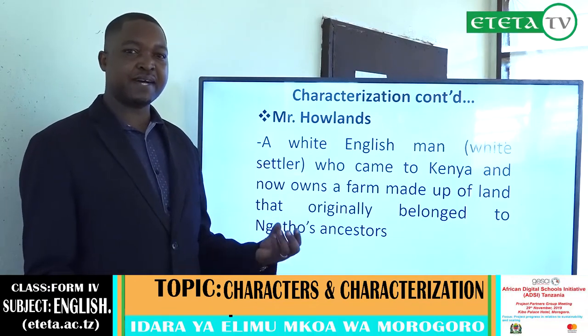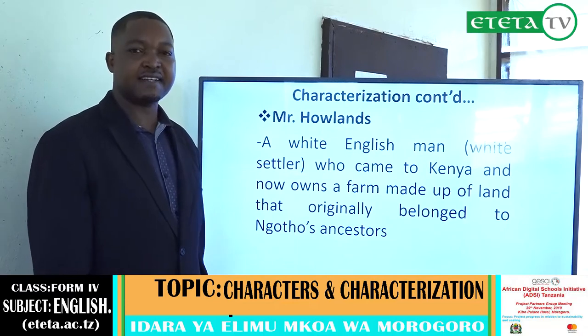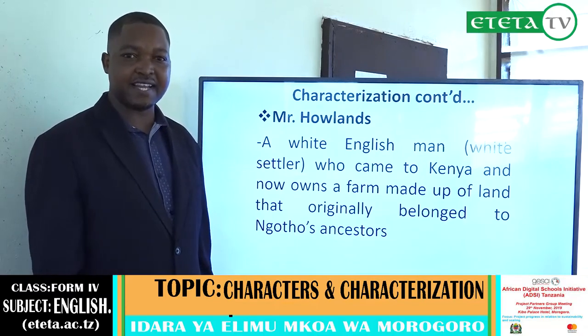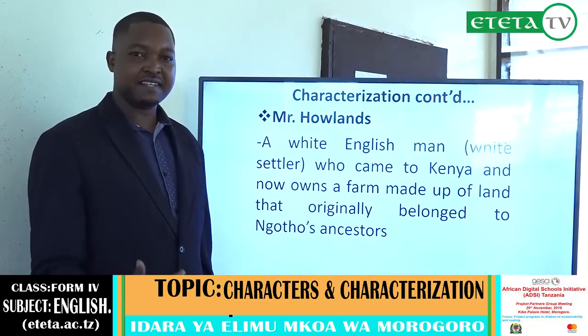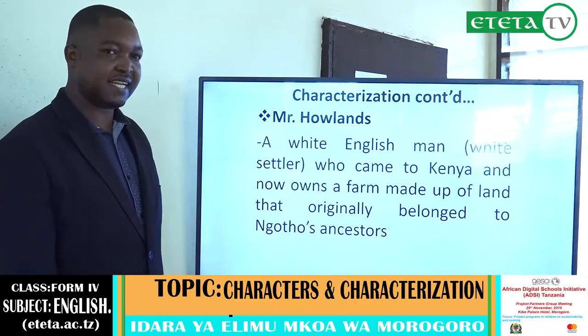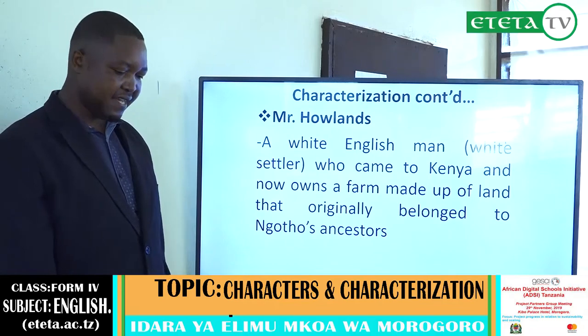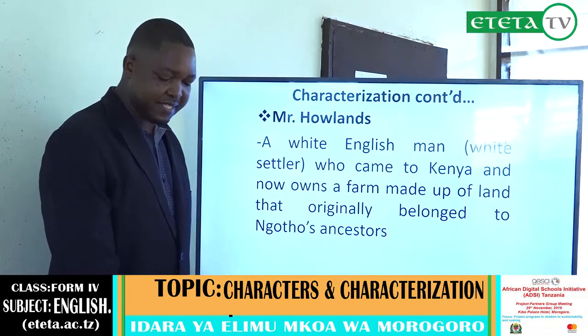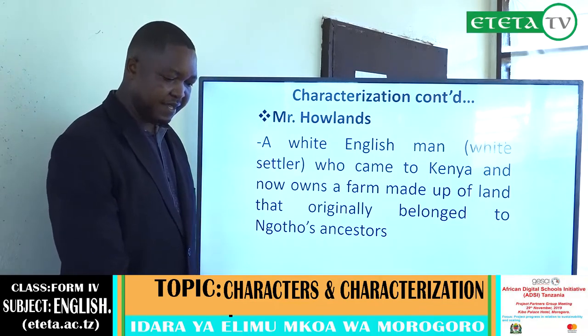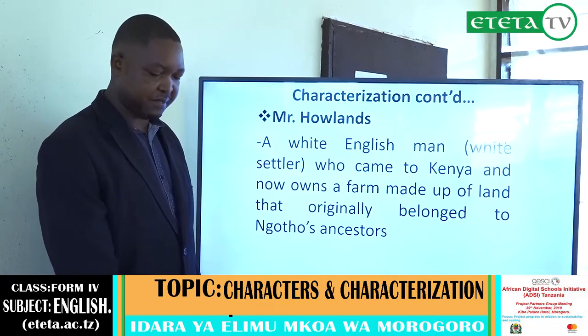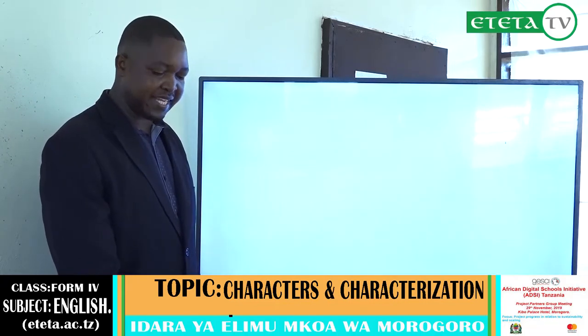And you can even remember the stories that he used to tell his sons during the evening, that we had the land, but the land was taken by the white settlers. So this is a white Englishman, white settler, who came to Kenya and grabbed most of the land. And actually, the land belonged to Ngoto's ancestors, Mumbi and Gikuyu.